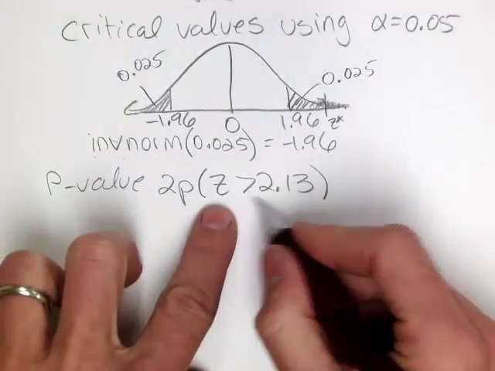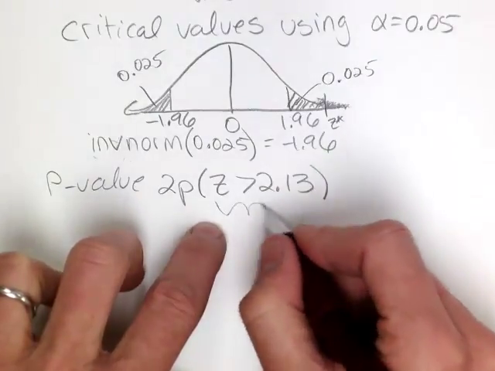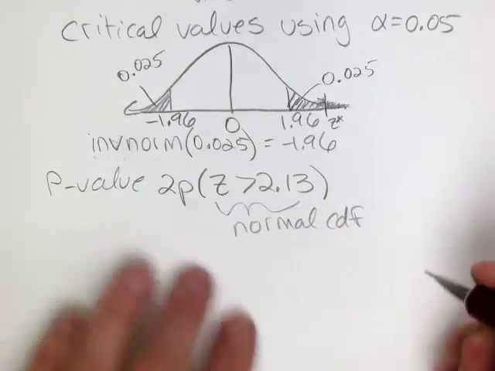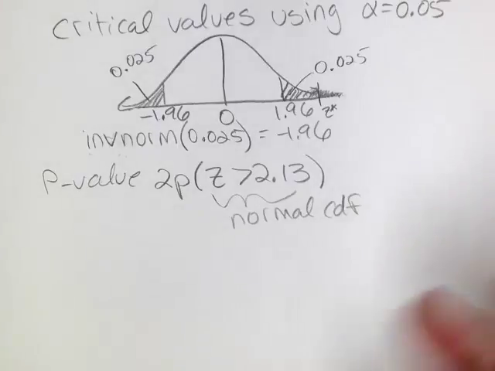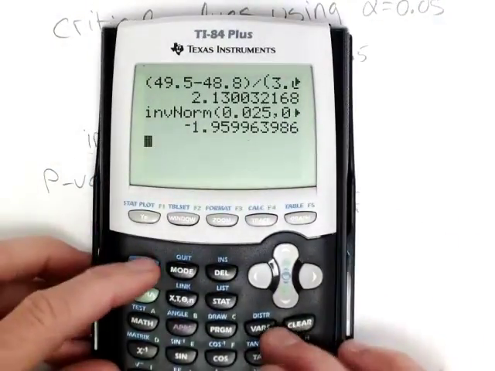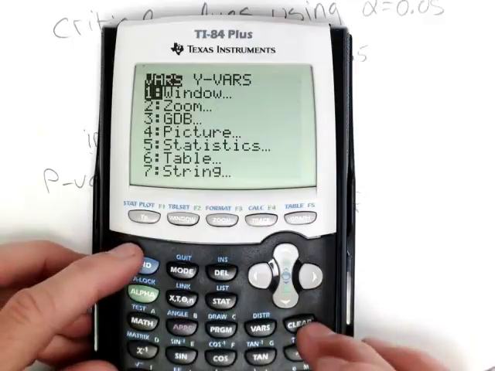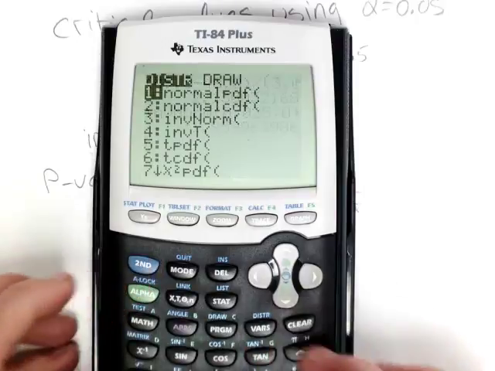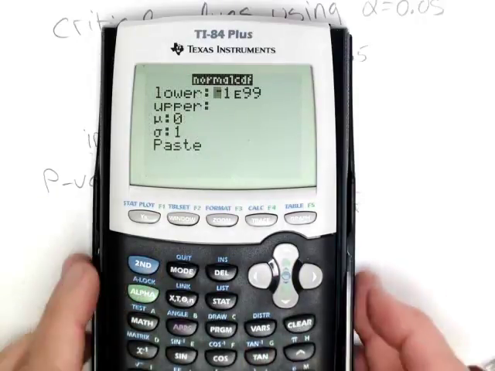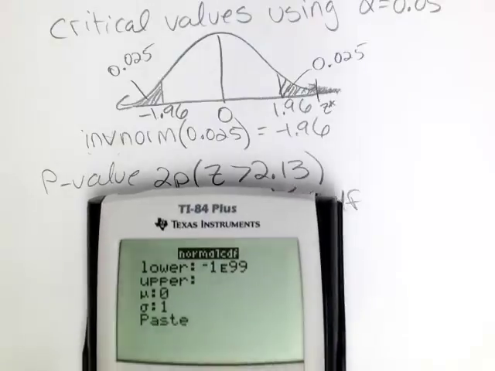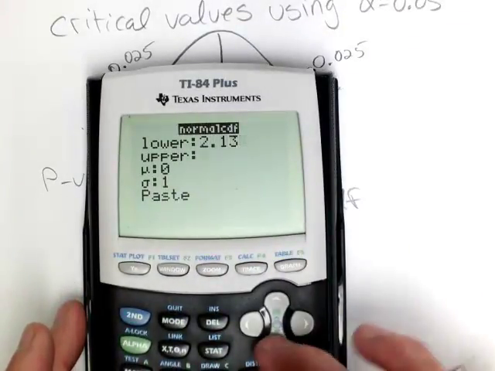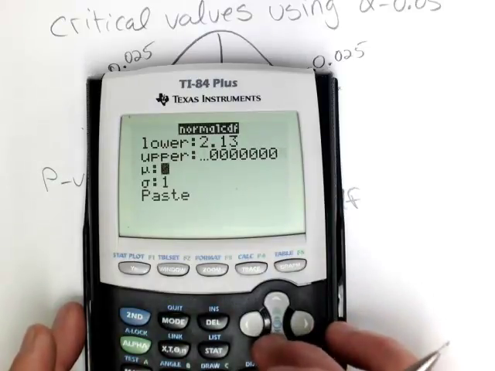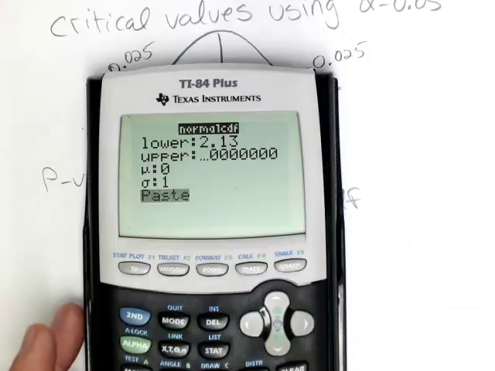So at this step here, I could use my normal CDF, my normal cumulative density function. So going to the calculator, I'm going to press distribution. Whoops, sorry, it's a shift key. Distribution, I want normal CDF. My lower bound in this case is 2.13. My upper bound is a really large number. Theoretically it's positive infinity. I'm not going to touch mu or sigma because I'm on the standard normal curve.